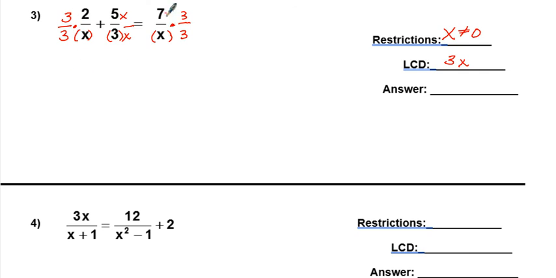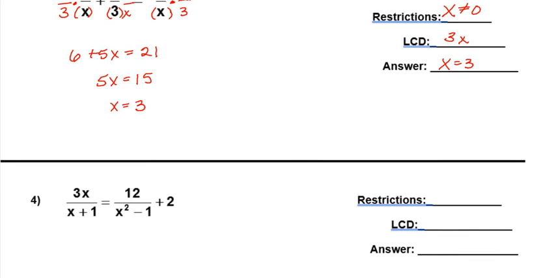So now let's look at what we have on the top here. We have 3 times 2, that's 6, plus 5x equals 7 times 3, that's 21. Subtract 6 from both sides. Divide by 5 on both sides. So I claim that x equals 3. Let me real quick check against my restrictions. x cannot equal 0. Well, that's not what I got, so I'm okay to write x equals 3 on the answer line.